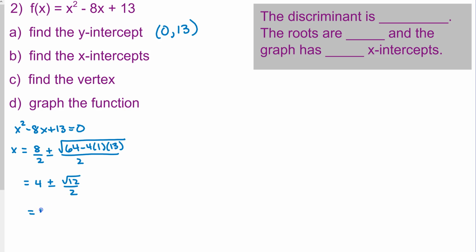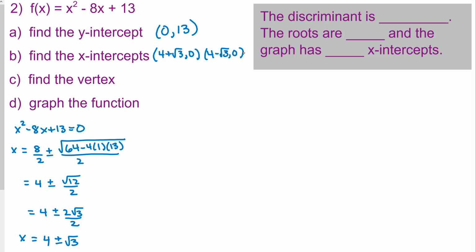And the square root of 12 simplifies to be 2 square root 3. And then we can reduce. So we have 4 plus or minus square root 3. So for the x-intercepts, let's give those as exact points, not approximate. So we have (4 plus square root 3, 0) and (4 minus square root 3, 0). And once we get to the point of graphing, we can approximate those.